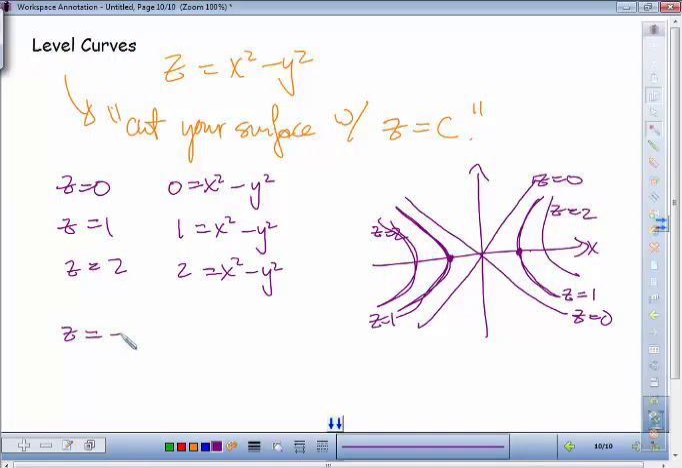Z is equal to negative 1. Negative 1 is equal to x squared minus y squared. Now, if you're used to seeing the hyperbola with a 1 on the other side, you can just multiply both sides by negative 1. And then you'll just have a hyperbola opening up the other way.